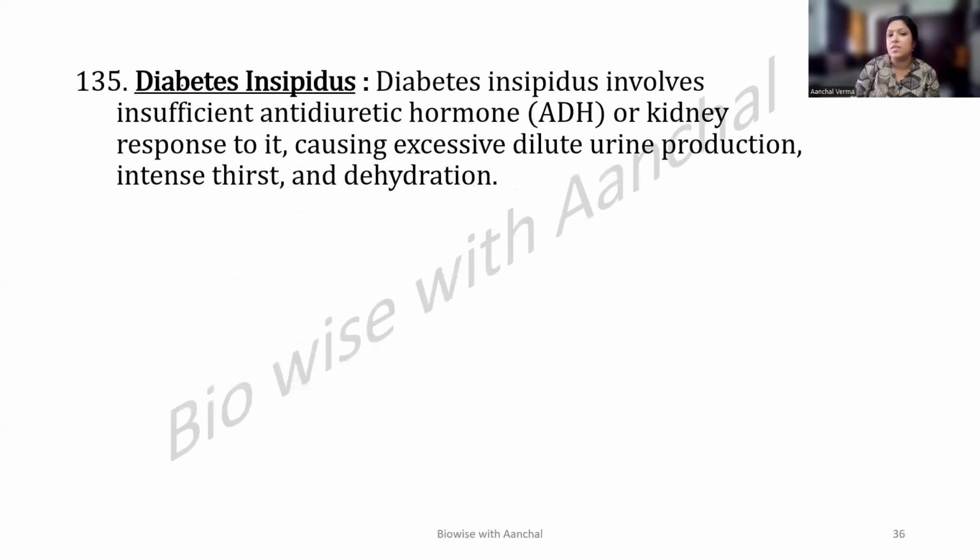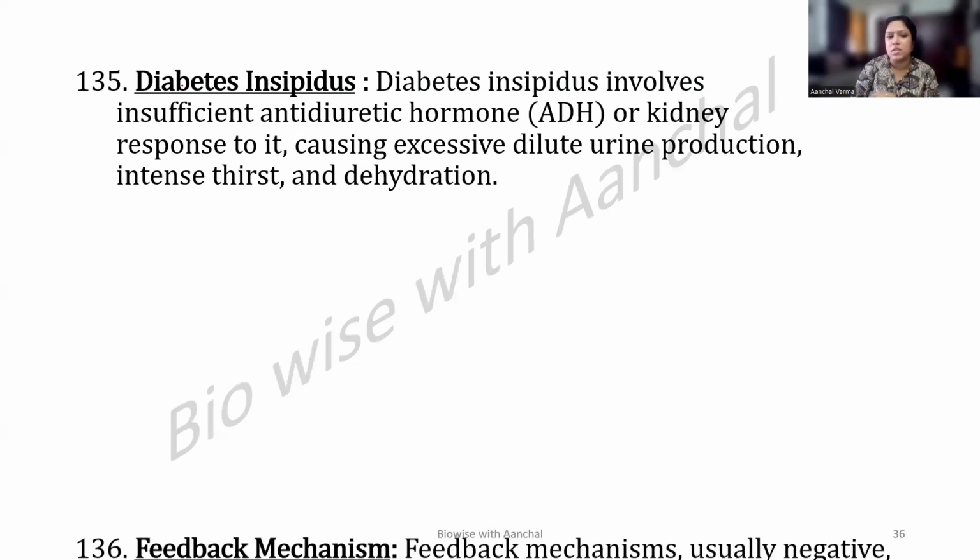Insipidus involves insufficient antidiuretic hormone or kidney response to it, causing excessive dilute urine production and intense thirst and dehydration. Now, children, I have given the definitions in different chapters, though repeated, because these topics are also repeated in the chapters. Okay, so that is why 2, 3 definitions are repeated.